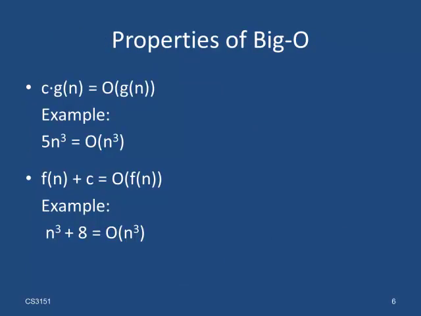In general, a constant multiplier can be dropped. That is, a function c times g of n is O of g of n. Note that c must be a constant and cannot depend on the value n. For example, 5n cubed is O of n cubed. If we add a constant term c to a function f of n, then the function grows the same rate as f of n without this term. Thus f of n plus c is O of f of n. For example, n cubed plus 8 is O of n cubed.